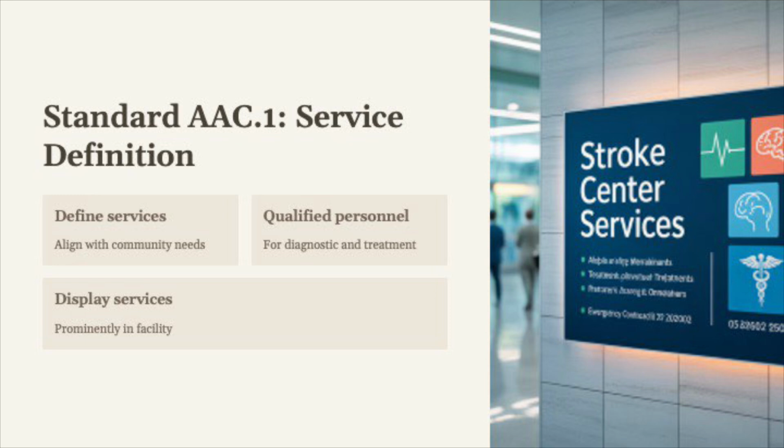The first standard, AAC.1, asks the stroke center to clearly define the scope of services it offers. These services should be designed based on the healthcare needs of the community. Importantly, the services, whether diagnostic or therapeutic, must be delivered by appropriately qualified staff, and they should not be hidden away in a file. They must be displayed prominently in areas accessible to patients and caregivers, so there is clarity on what the center can and cannot offer.